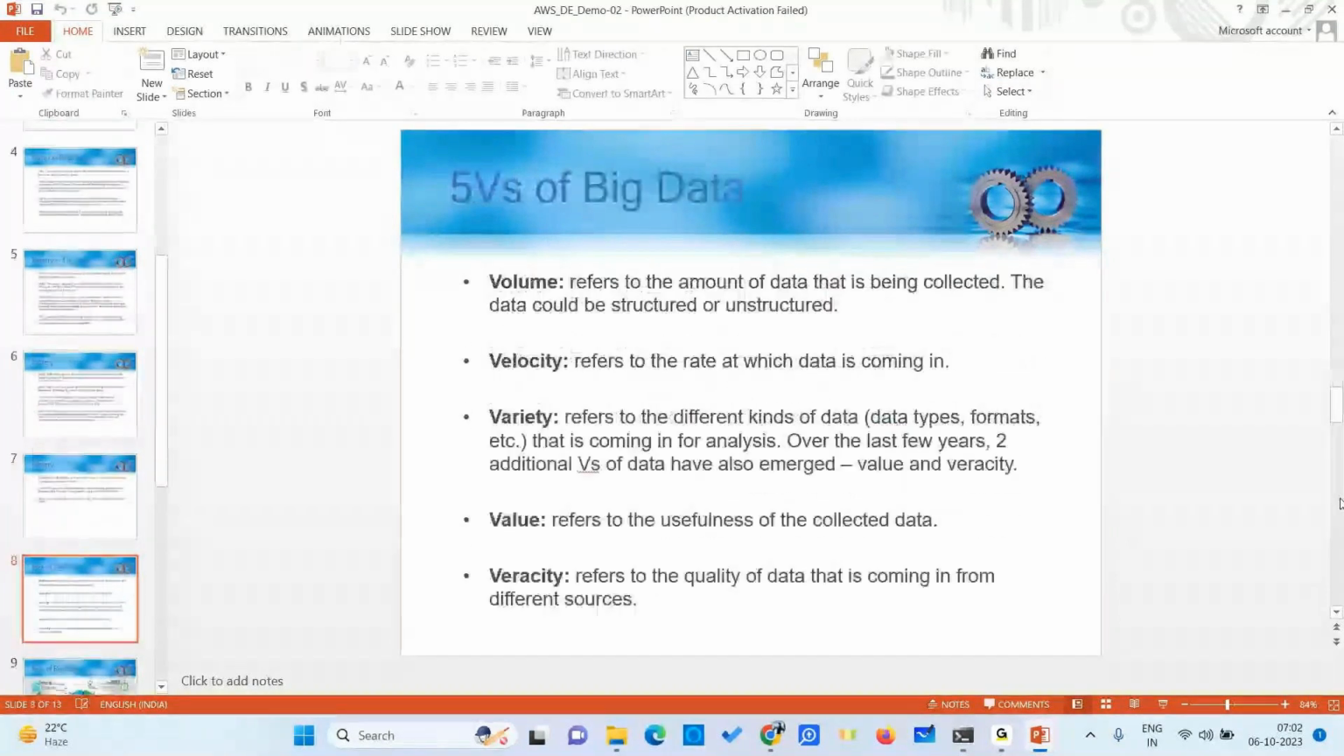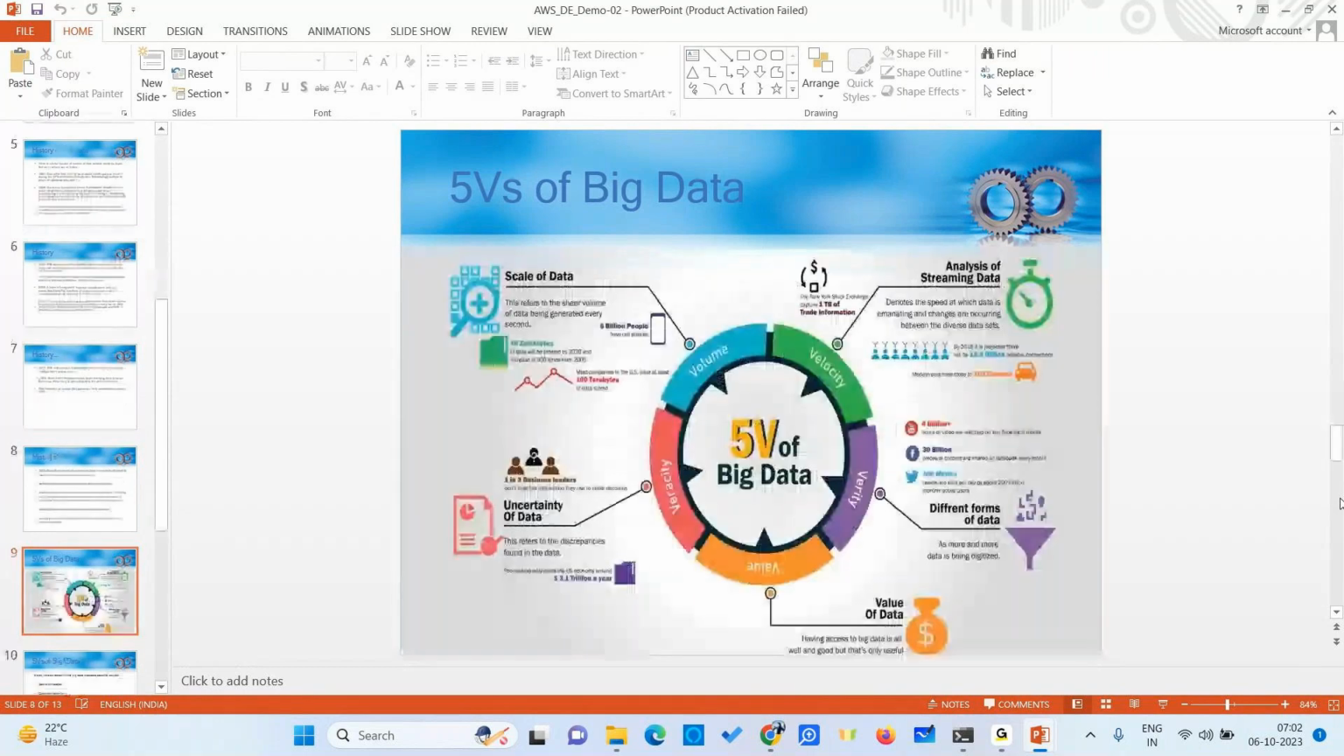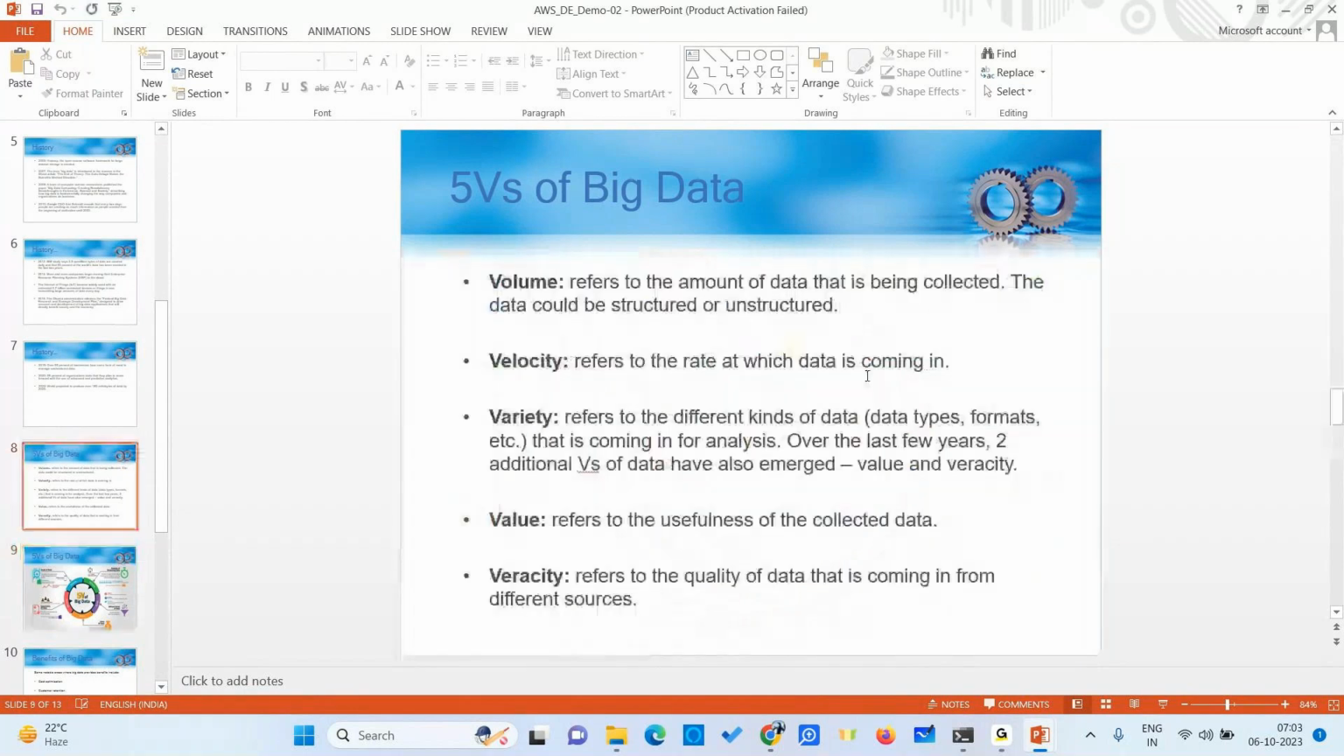That is, volume refers to the amount of data that's being collected. The data could be structured or unstructured. That is the volume. When you see this diagram, this is the volume, the scale of data. So this refers to the sheer volume of data being generated every second. Okay, and then the velocity, the speed, that refers to the rate at which the data is coming in.